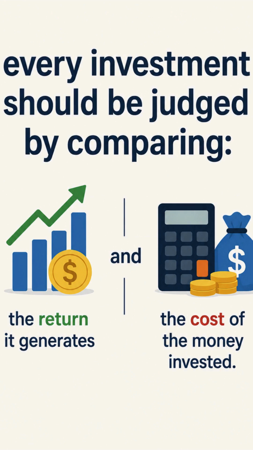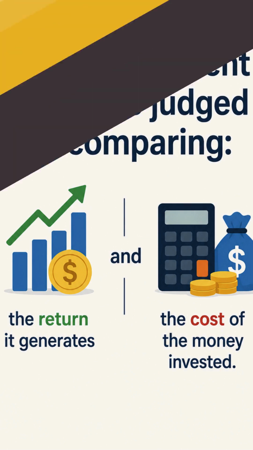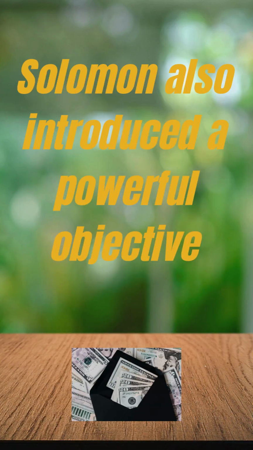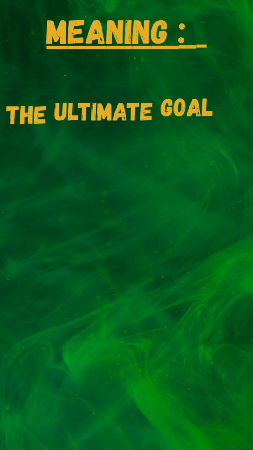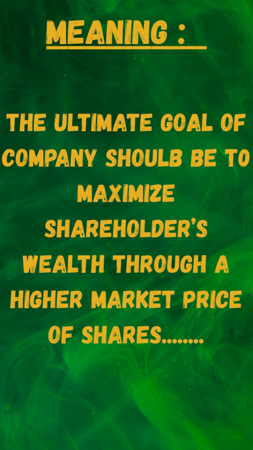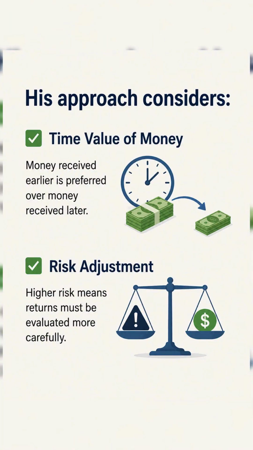In simple words, every investment should be judged by comparing the return it generates and the cost of the money invested. Solomon also introduced a powerful objective, wealth maximization, meaning the ultimate goal of a company should be to maximize shareholders' wealth through a higher market price of shares. His approach considers time value of money. Money received earlier is preferred over money received later.